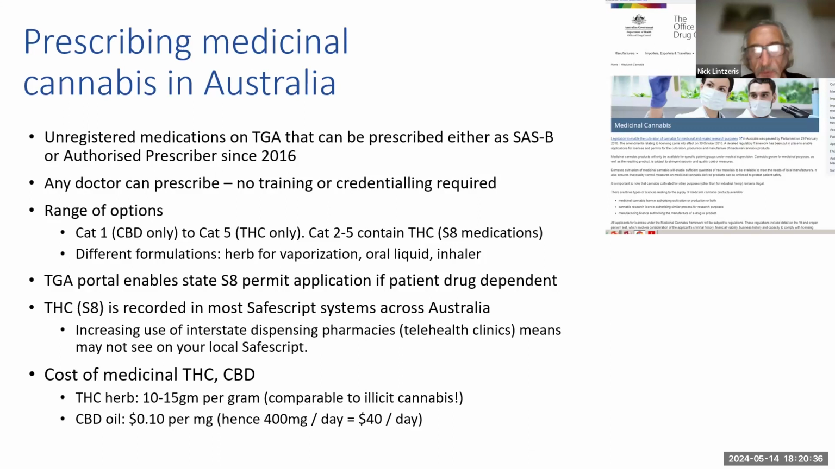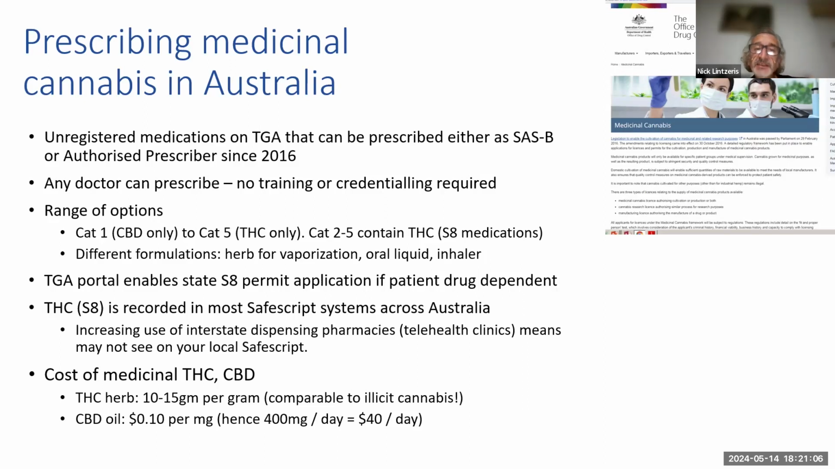We also have a range of formulations. We can prescribe herb or flower. This is essentially cannabis plant. When we prescribe this, we prescribe it for vaporization. This is using a dry herb vaporizer. It's different to, say, e-cigarettes. E-cigarettes have all those chemicals in them that we're not sure about the safety of. With a dry herb vaporizer, what you're essentially doing is just vaporizing the cannabis plant.